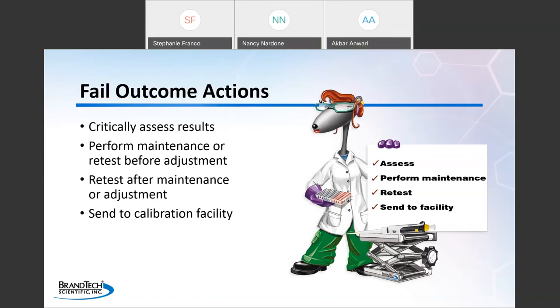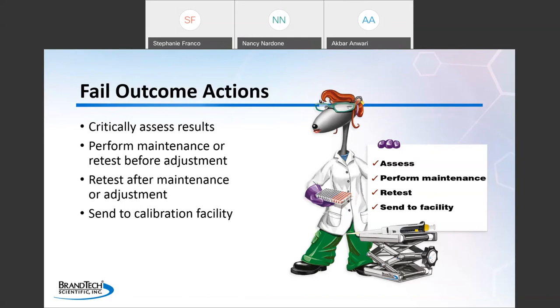Okay, well, again, we have a pretty good range. It looks like the majority of people at least calibrate their instruments annually. There are quite a few that do it every 6 months and even some that do it every 3 months. There are some that responded other. I don't know if that means you do it more frequently or less frequently.